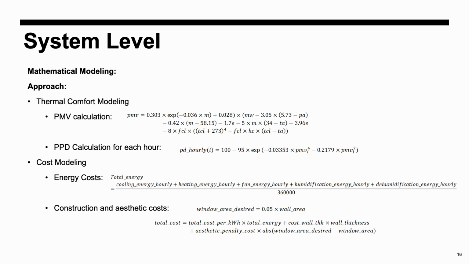To capture occupant comfort, we use Fanger's PMV model, which depends on factors like metabolic rate, clothing level, and indoor air properties. The resulting PPD quantifies how many people might feel thermally dissatisfied. Meanwhile, cost is modeled as energy expenses plus construction and aesthetic costs for walls and windows, ensuring we balance comfort, energy, and design considerations.